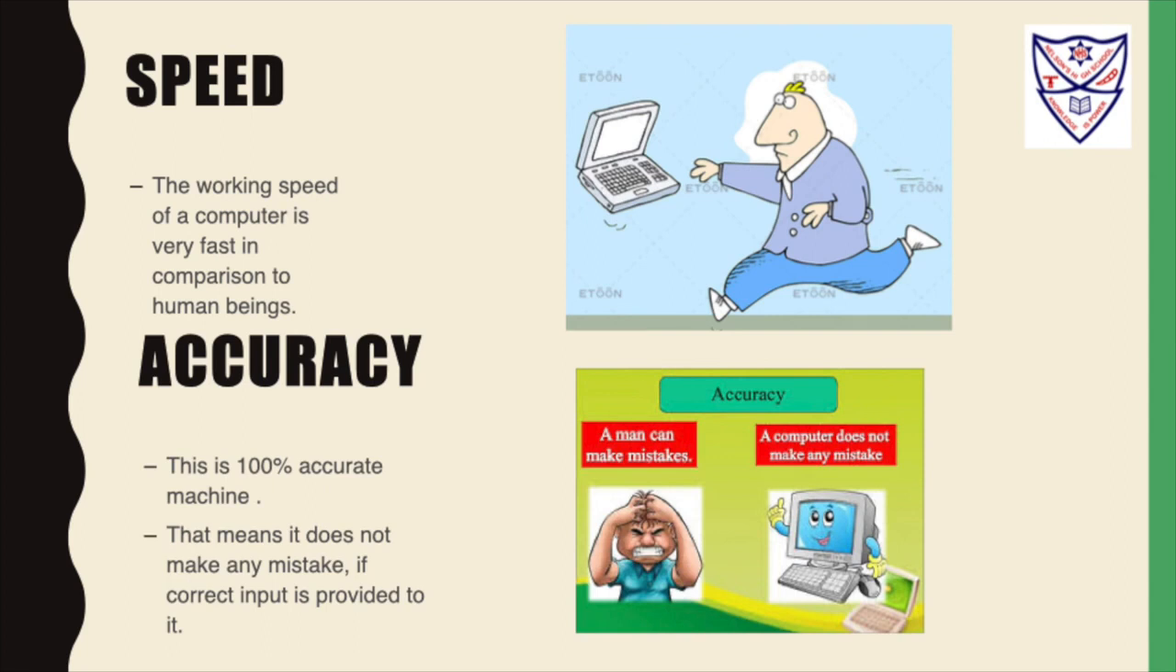Then, accuracy. Computer is a machine and is very less prone to making errors in comparison to the same task which can be done by a human. Human errors are very common, whereas computers are very less likely to make such errors.